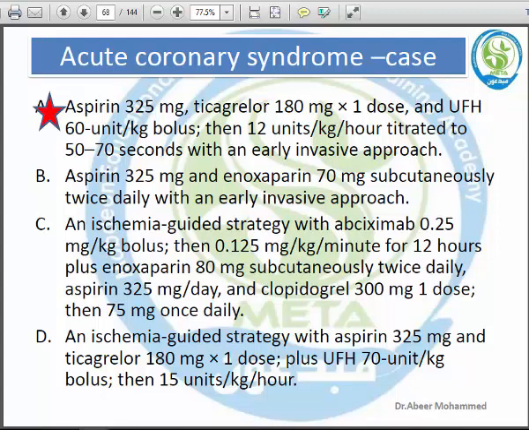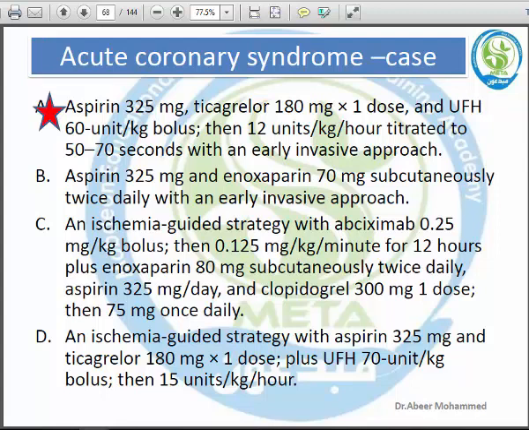أوكي. في الخيار C ischemia guided strategy with abciximab 0.25 mg per kg bolus, then 0.125 mg per kg per minute for 12 hours, plus enoxaparin 80 mg subcutaneous twice daily, aspirin and clopidogrel. هنا لو لاحظنا glycoprotein IIb/IIIa inhibitors قلنا إنه are just used with unfractionated heparin. هنا خدتينا enoxaparin مع الابسيكسيماب، بالتالي الخيار ده غير صحيح.